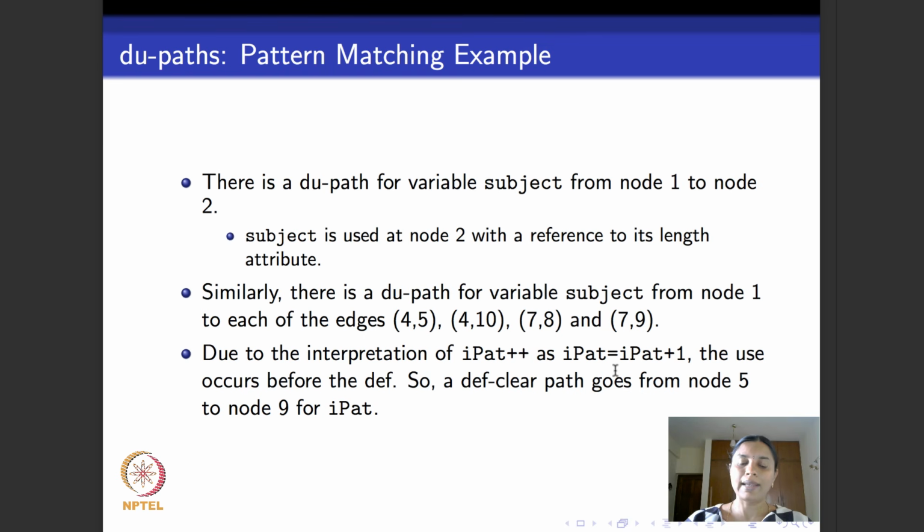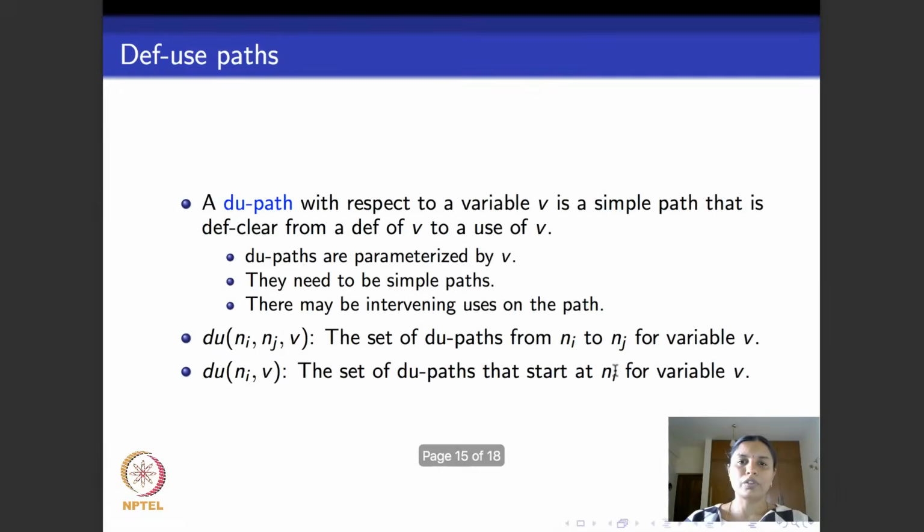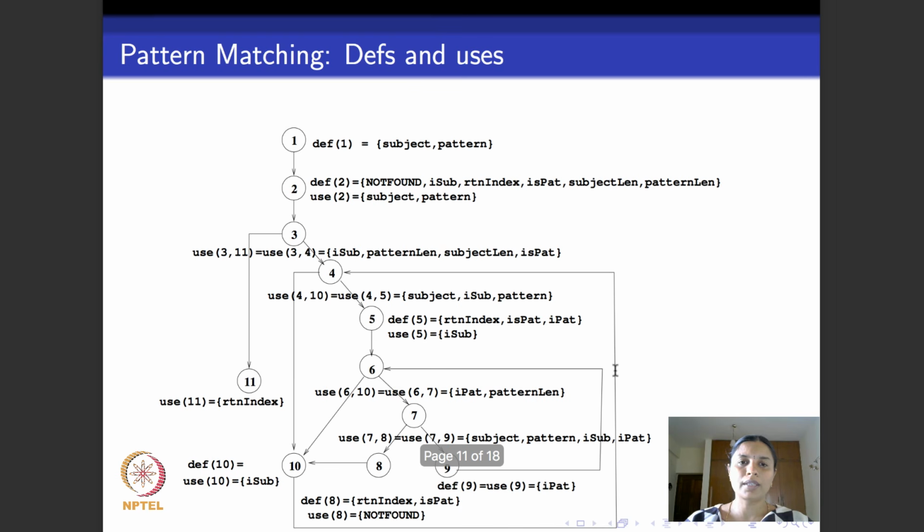If we go back and trace out what are the du paths. So if you see, there's a small du path here. There is a definition of subject here, and then there is a use of subject here. So you can say that there is a definition-use path for the variable subject. So there's a du path.